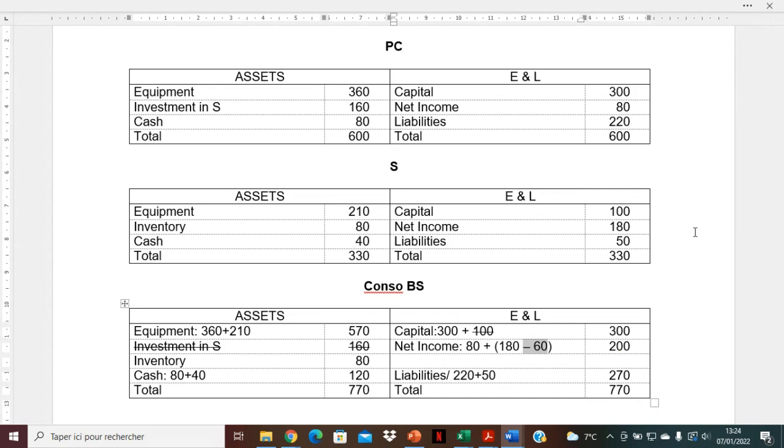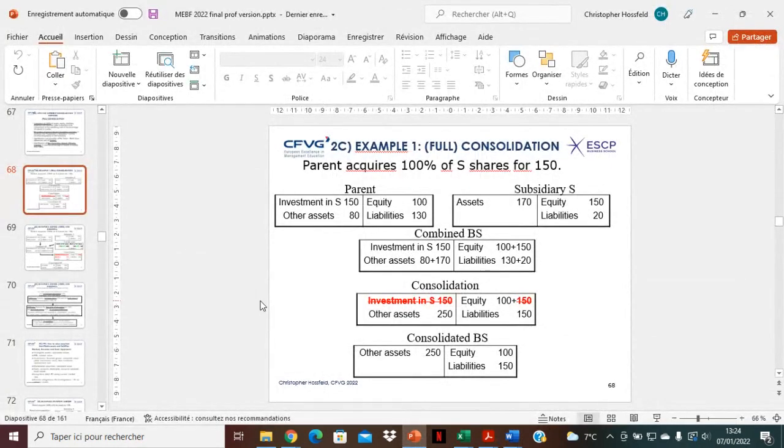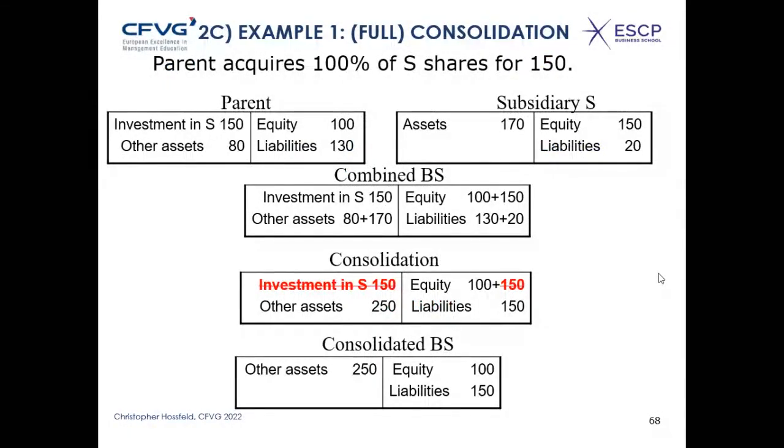Okay, that's the follow-up consolidation. Any questions on that? So same procedure, basically, what we have here. First combine the balance sheet, then eliminate what's internal, and then we are done. Okay, if you have no further questions so far, then we move on.